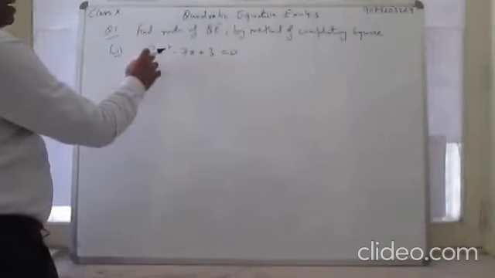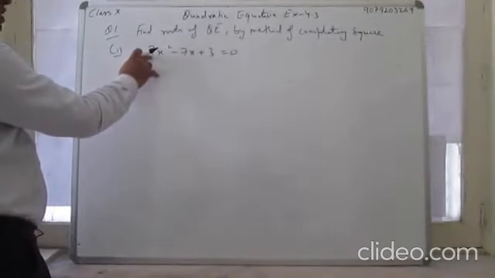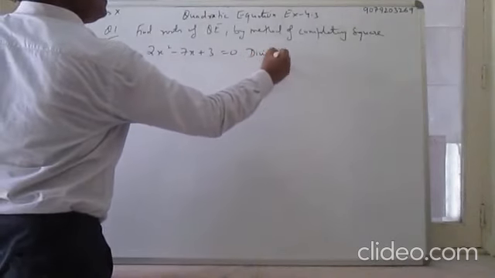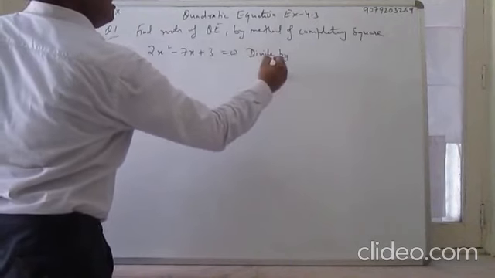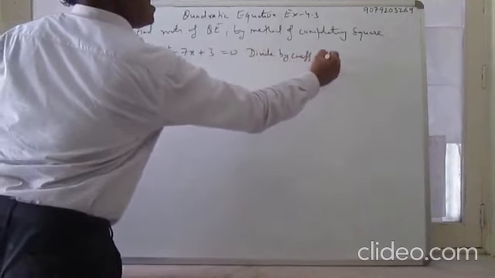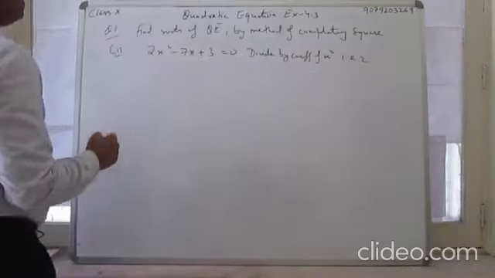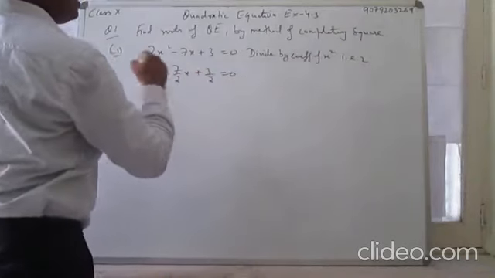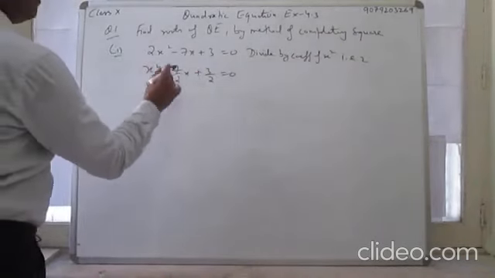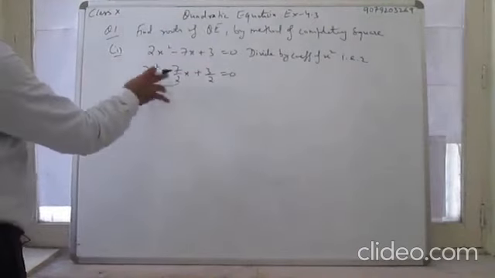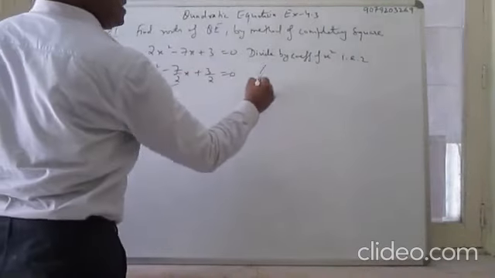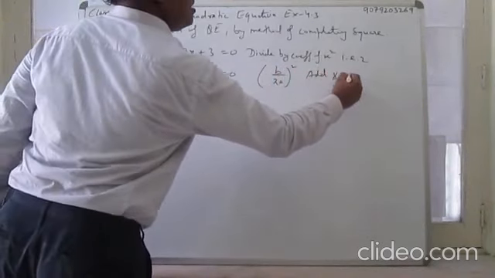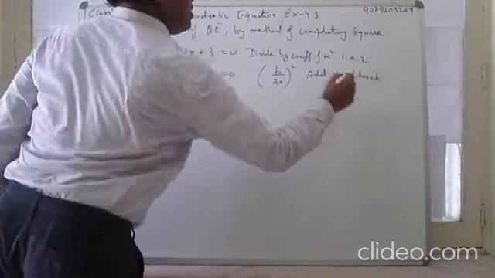Now we know that the coefficient of x square should be 1. So here it is 2. So divide the full equation by 2, that is, divide by the coefficient of x square, that is 2. So x square minus 7 upon 2 x plus 3 upon 2 is equal to 0. Now what do we add in this so that it will be a complete square? The trick is that you can add and subtract b upon 2a whole square. So it will become a complete square.